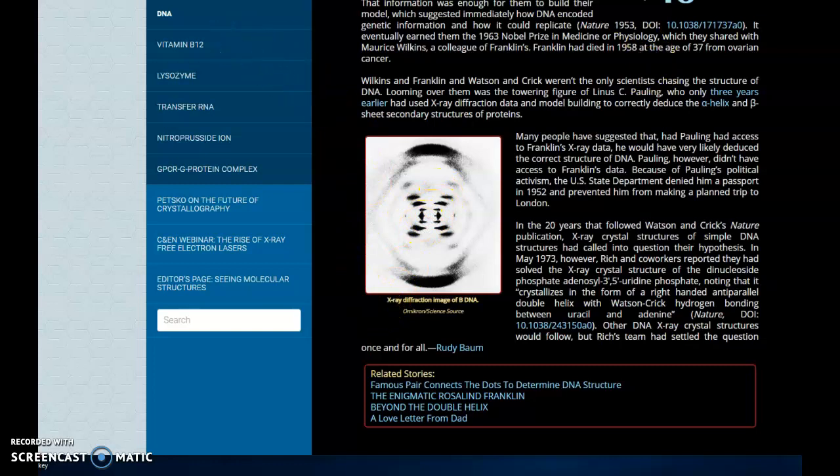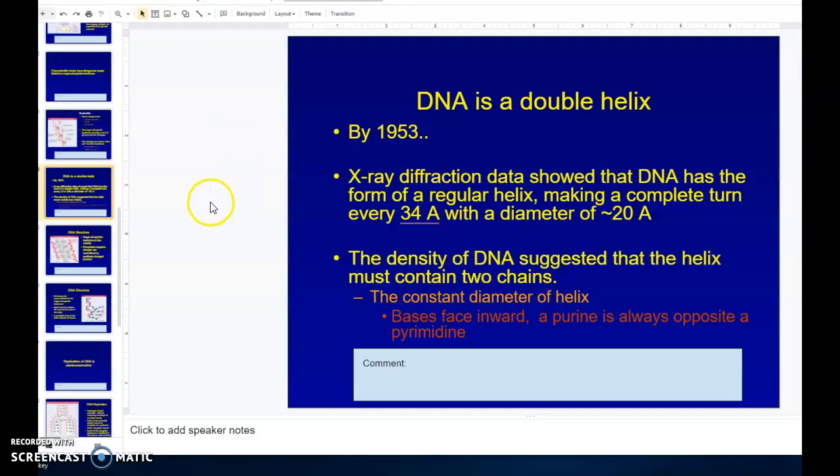Okay, back to here. So that's about all I want you to put on that. The X-ray diffraction shows that there were two backbones in a helical pattern. That would be a good comment for this particular slide. Okay, and when I say backbone again, I'm talking about the phosphate, sugar, the phosphate bonding.